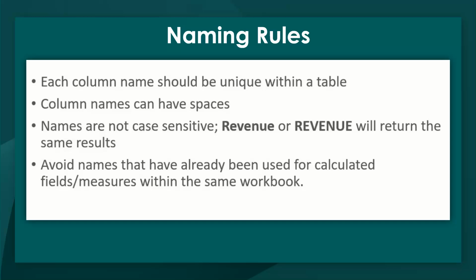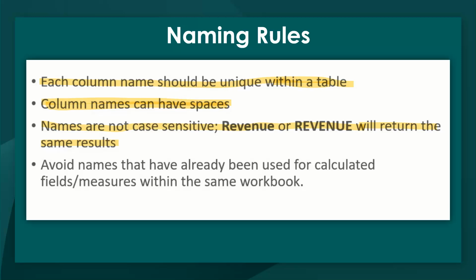The first point you need to remember is that each column name should be unique within a table, so there cannot be a duplicate same name in one single table. Each column name will be a different name. Column names can have spaces, so you can give a space between the column names. Names are not case sensitive. So if I write revenue in capital letters or small letters, it will return the same results when I use the explicit measure and put the DAX in it.